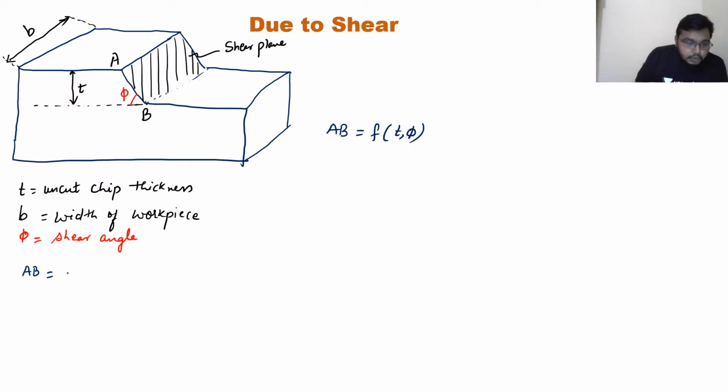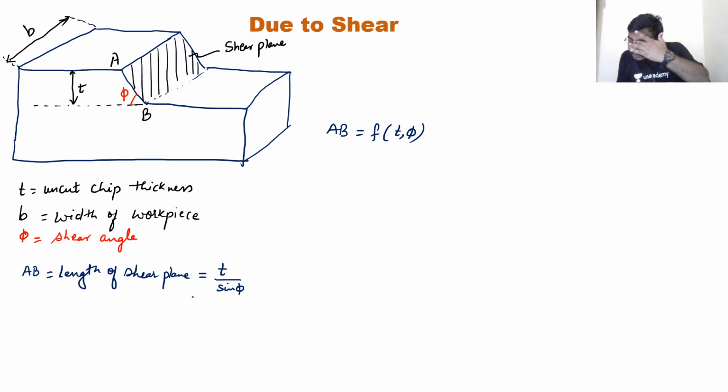Okay. So what is AB? AB is the length of shear plane. Clear? So the length of shear plane is actually T by sine phi. Yes, Indrajit? T by sine phi. So this is your length of shear plane.